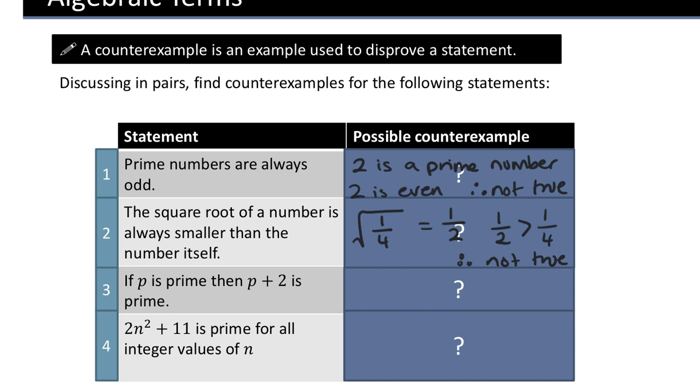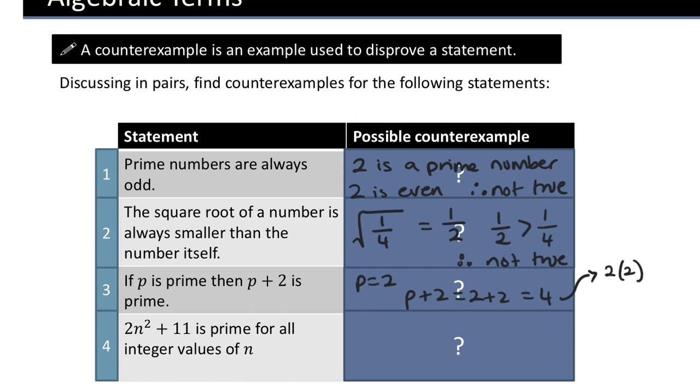If P is prime, then P plus 2 is prime. Again, this is false because if P equals 2, P plus 2 equals 2 plus 2, which equals 4. Now, this is something I want us to get used to. We can't just say 4 is even. Okay? What we need to do is factorise.